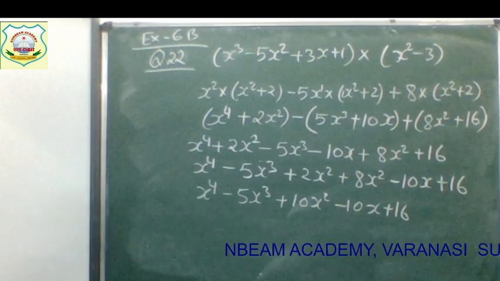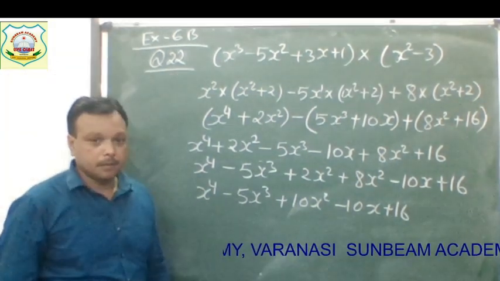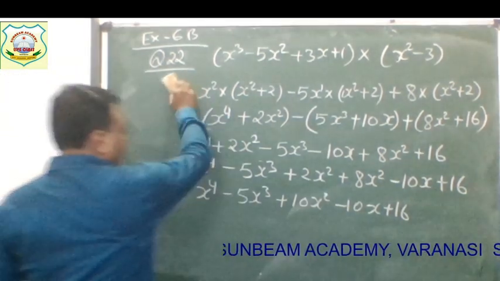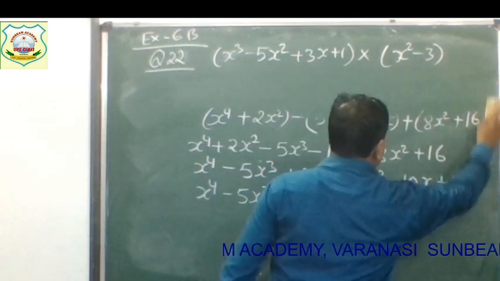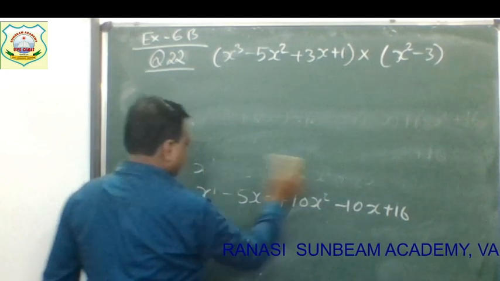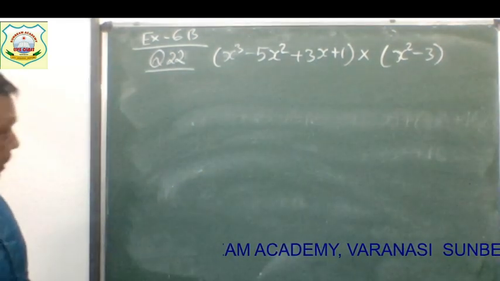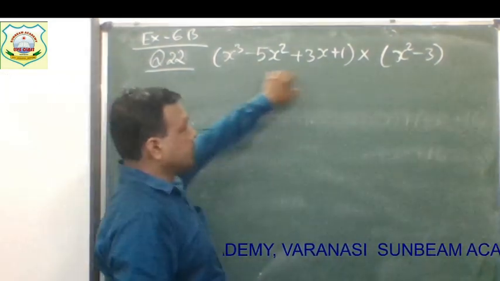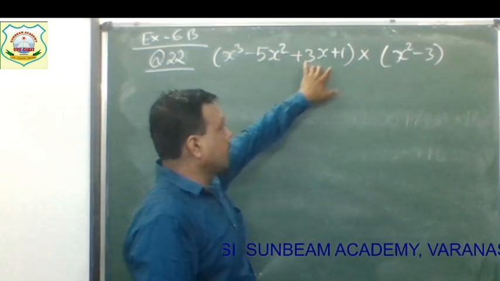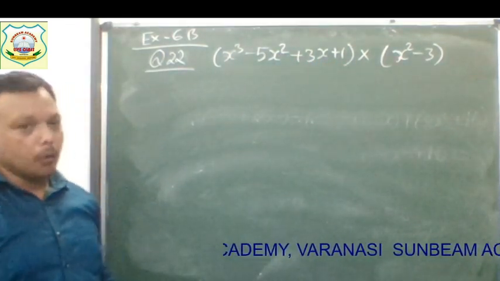Students, what we are saying here is a little bit of a change from the previous. First note it down. Okay. How many terms are here? x cube, 5x square, 3x, plus 1. This is a quadrinomial.